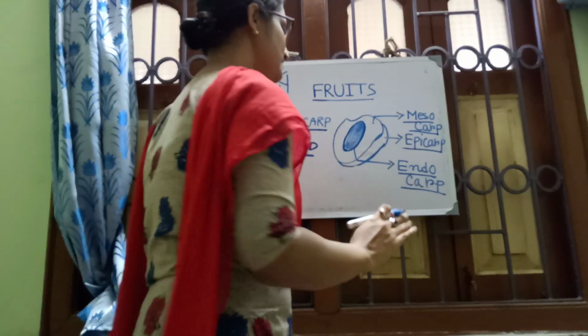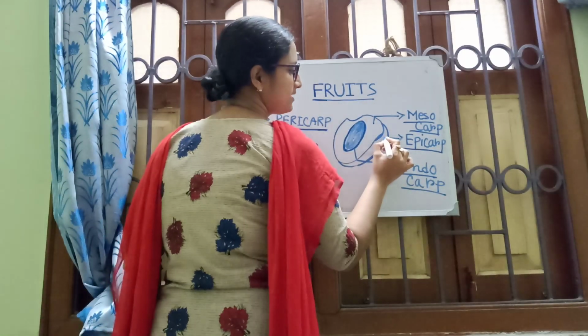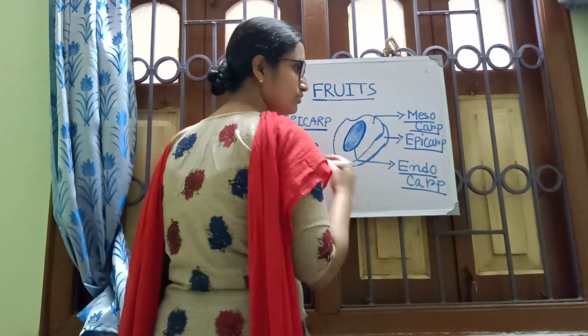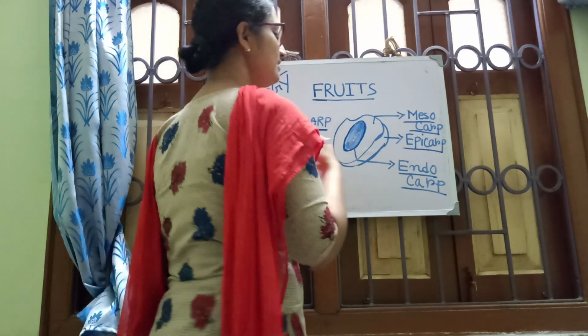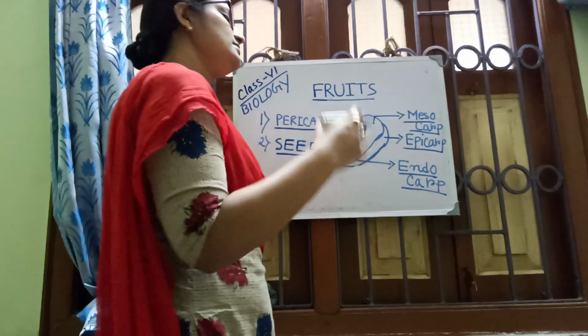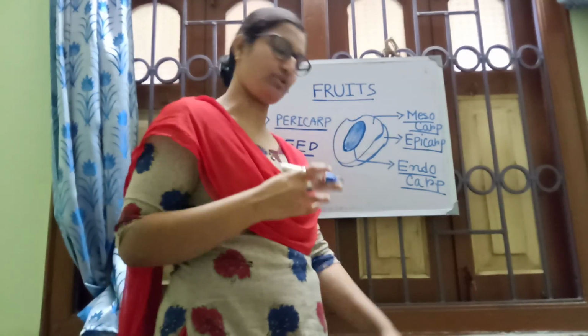I hope it's clear. You can see here, the first outer covering is the epicarp. After that, the mesocarp is present, which we eat. And after that, the endocarp is present. Endo means inner side. This is the endocarp.